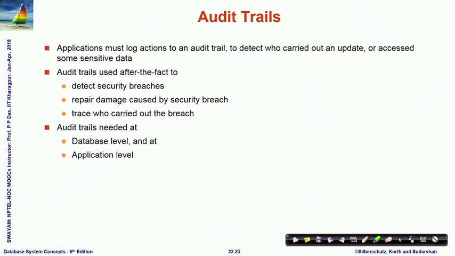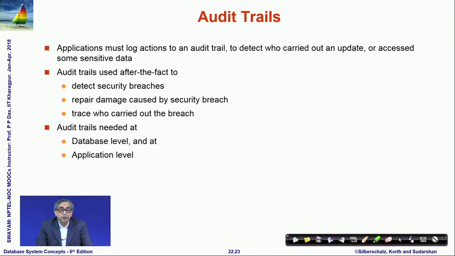Another way to ensure security is to keep an audit trail. So, applications keeping an audit trail must log actions into it, where you write down actions in terms of who carried out an update, or who accessed some sensitive data, or who did a delete and so on. So, audit trails can be used later on if the need arises to detect if some security breach had happened, or if some damage has been caused by the security breach, that can be corrected and so on, to create a trace. So, auditing is a very required activity for any database application, and audit trails are a good mechanism for that.